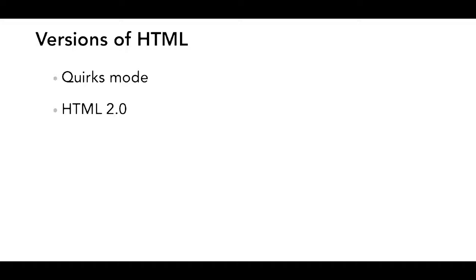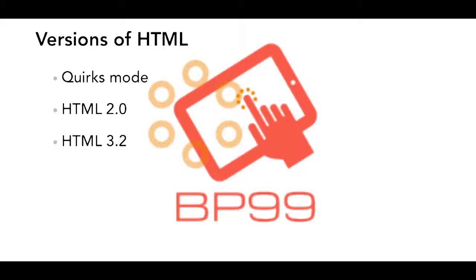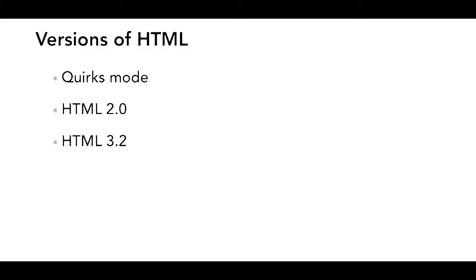HTML 2.0 was ratified in 1995. It was the first standardized version of HTML and was designed to codify existing practice. It was released as an Internet RFC, numbered 2854. HTML 3.2 was the first version of HTML to be ratified by the World Wide Web Consortium, or the W3C. Like HTML 2, it was designed to formalize existing best practice. It was ratified in 1997. HTML 4.01 was released the next year to clean up some issues with 4.0, and HTML 4.01 is, as of the time of this recording, the latest standard version of HTML.